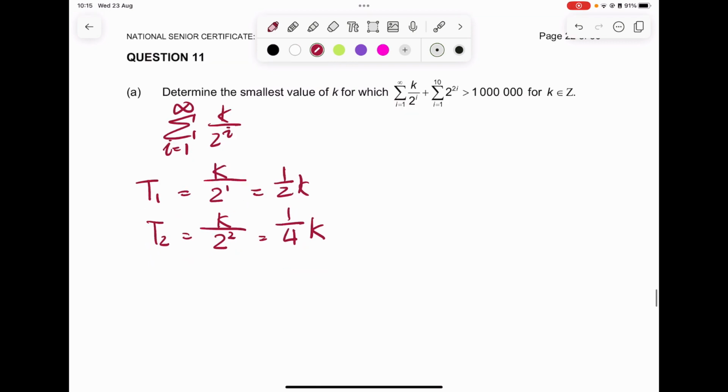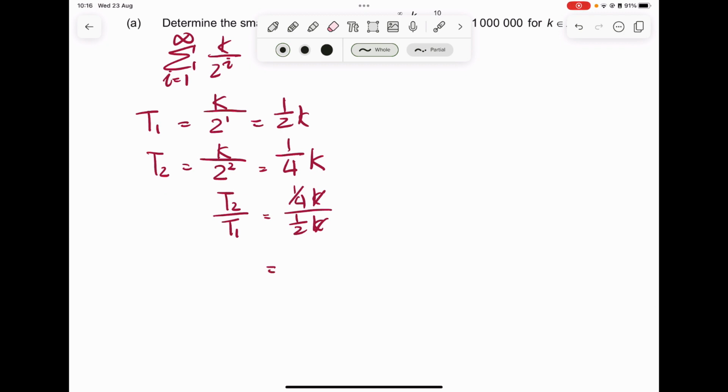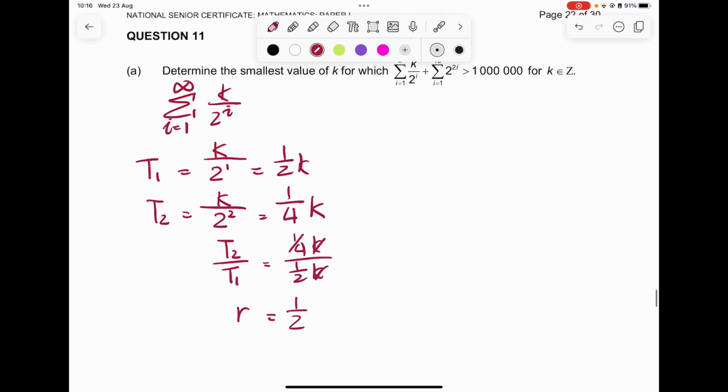And you can see it's clearly a ratio here. So in order to find the ratio, you say T2 divided by T1, and that is 1 over 2. Alright, it's 1 over 2. Cool. Now we can use the sum to infinity.